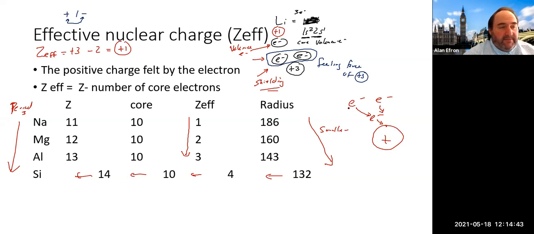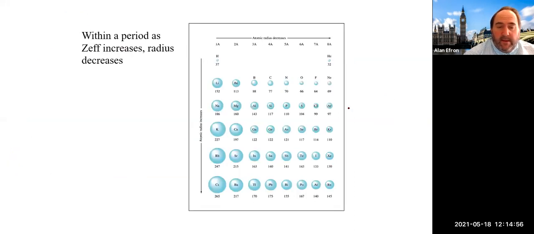There's a bigger positive charge, as opposed to the left of the periodic table, where things typically have a smaller number of protons in the nucleus, not holding those electrons as tightly and able to give them away a lot easier. And that's what we see here. Within a period, the Z effective increases, and we see that the radius gets smaller. So that's your normal pattern that you're probably familiar with. Again, things get smaller as you go to the right, and larger as you go to the left.